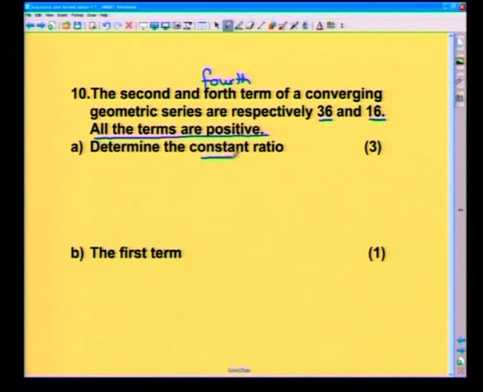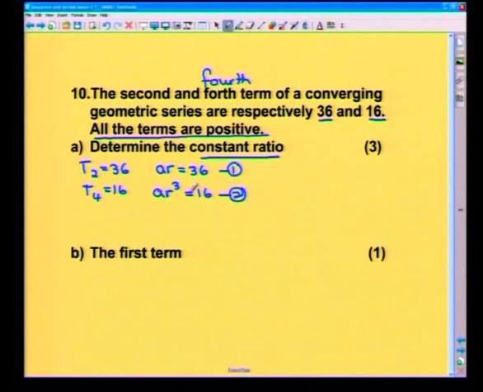Now they want the constant ratio. The constant ratio is found by taking two consecutive terms and dividing the one by the other. We don't have two consecutive terms, so here we go with our coding. So we're going to say T2 equals 36 and T4 equals 16. Term 2 will take the form of ar equals 36, and term 4 would be ar cubed equals 16. This would be equation 1, this would be equation 2.